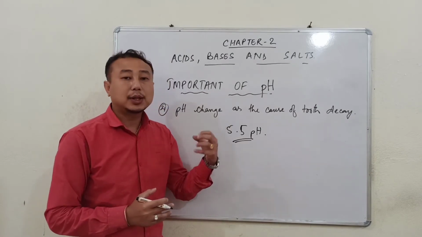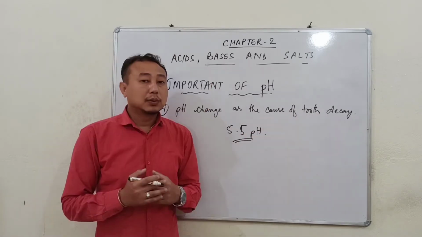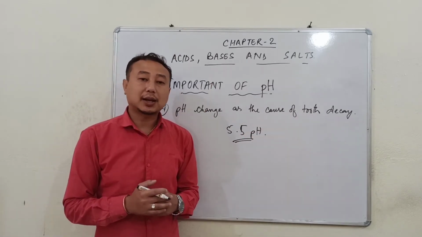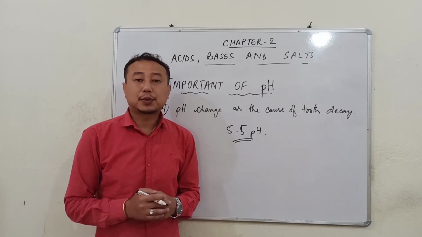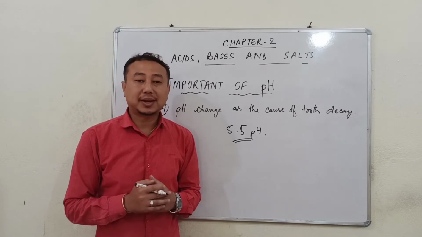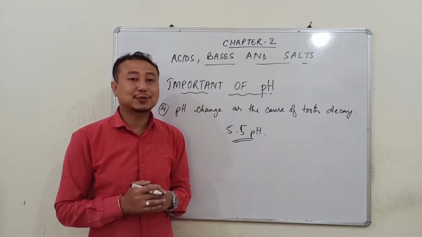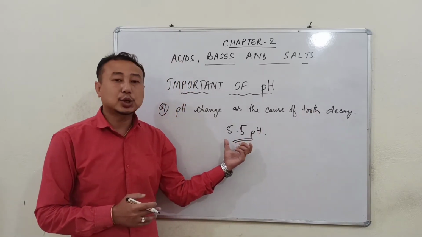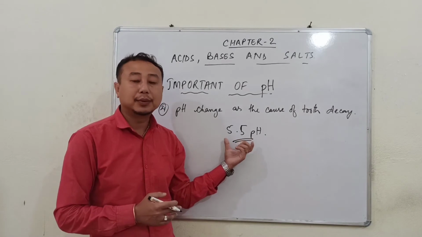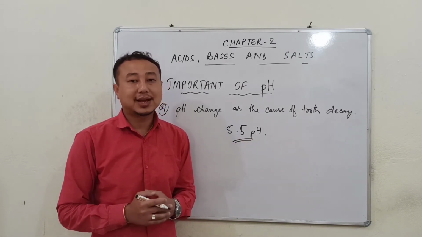When the enamel of the teeth gets corroded, it causes tooth decay. Brushing our teeth regularly by using a basic substance is very important. The toothpaste that we use for brushing our teeth is actually basic in nature. So using toothpaste, which is basic in nature, is very important and necessary to control tooth decay so that the pH of our mouth can be brought above 5.5. So now let us come to the next importance.